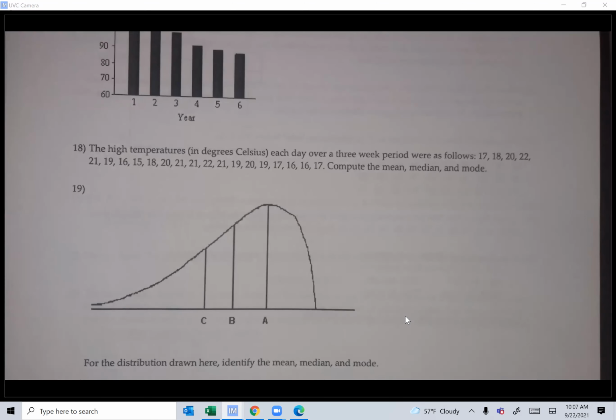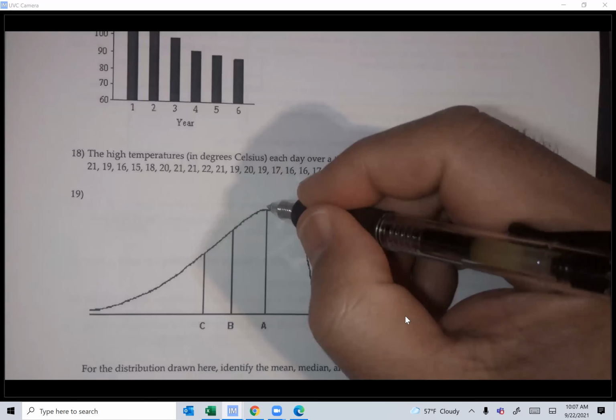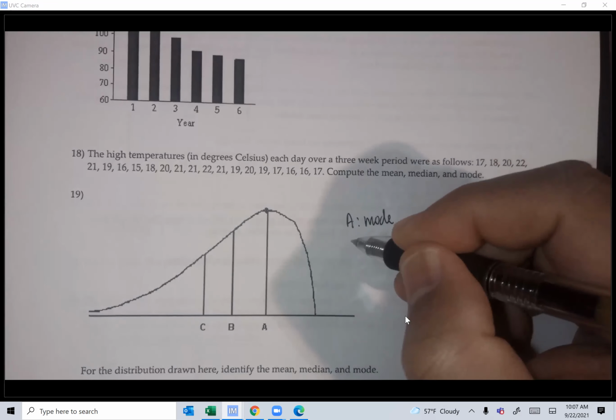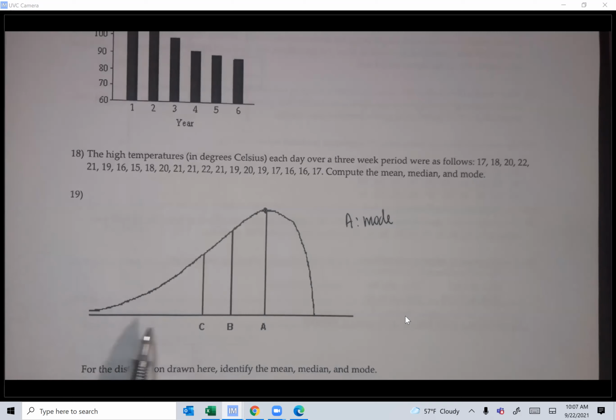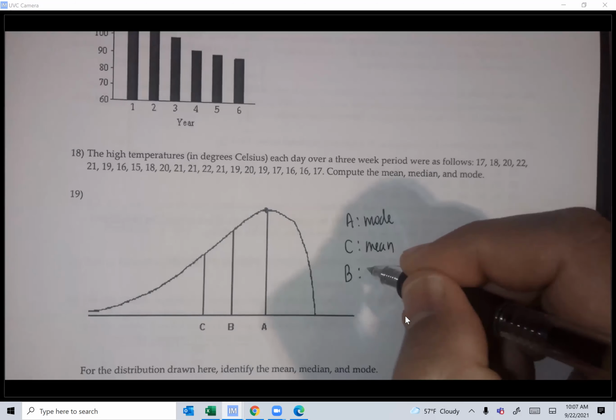19, that's an important question, guys. We talked about it when we did chapter 2. For the distribution drawn here, identify mean, median, and mode. Remember, the mode is the value at the highest peak. You can see the highest peak is right there, so that must be the mode. And remember what I said, guys, in a skewed distribution, the mean is always the closest to the tail of the distribution. This is the tail of the distribution. So which value is closer to the tail? It's C, that must be the mean. And B definitely will be the median.